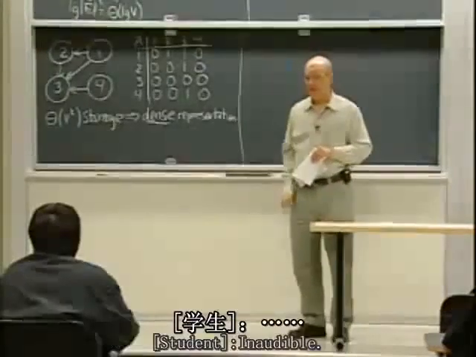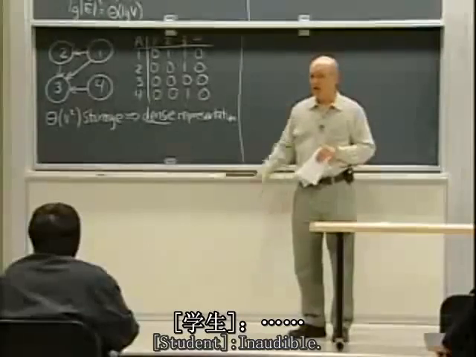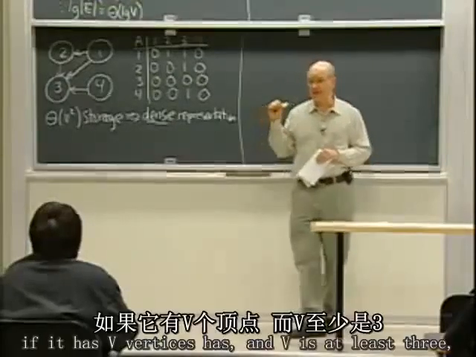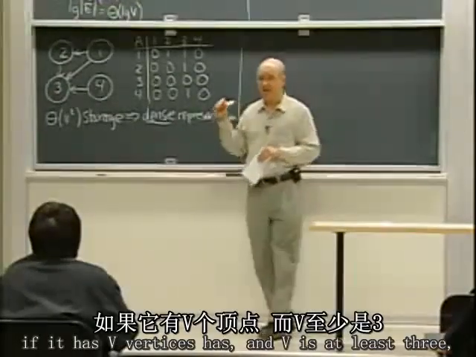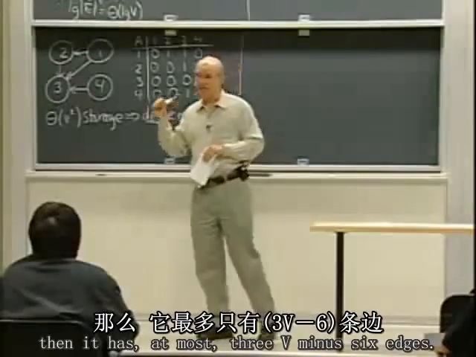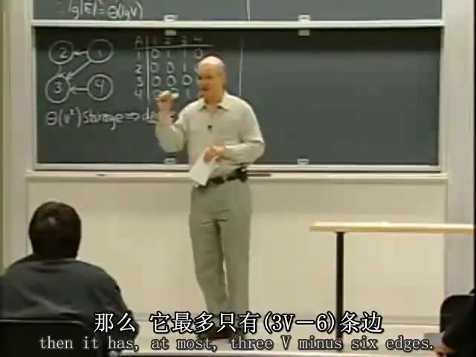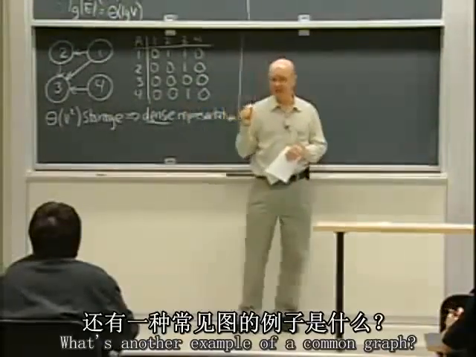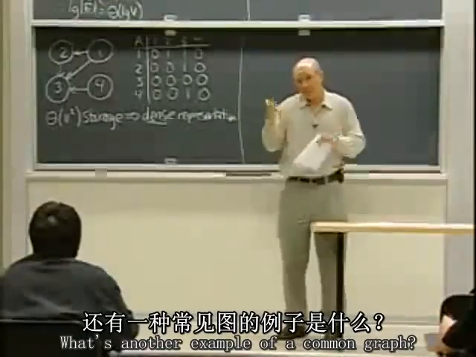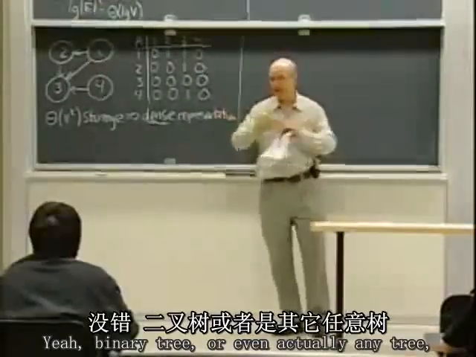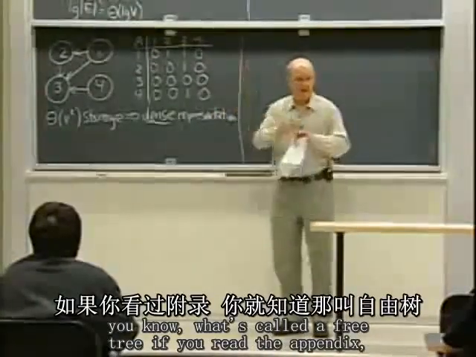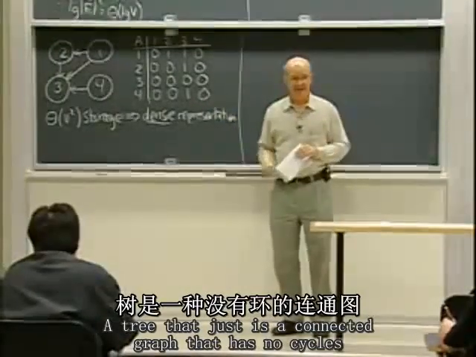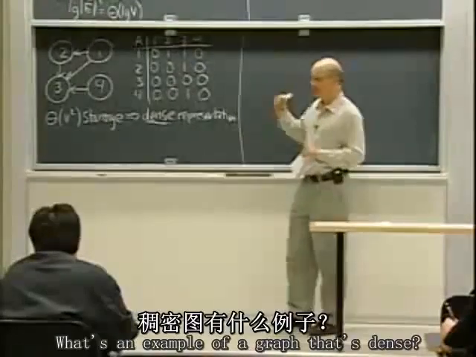You could use a graph of a map where the edges are borders. Good. A planar graph, a graph that can be drawn in the plane, turns out that if it has V vertices, and V is at least 3, then it has at most 3V minus 6 edges. So it turns out that's order V edges again. What's another example of a common graph? Binary tree. Yeah, binary tree, or even actually any tree. What's called a free tree, if you read the appendix. A tree is just a connected graph that has no cycles. Okay, that is another example.